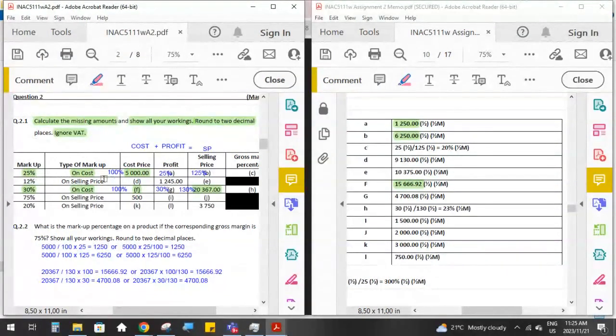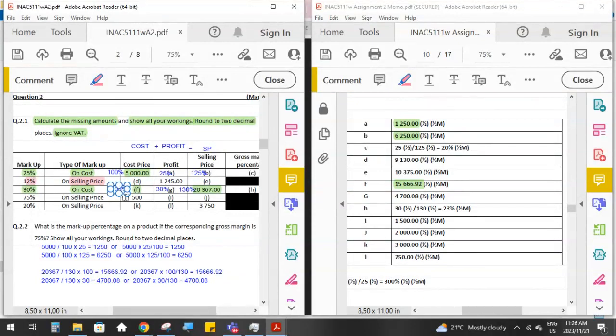Now my next one is going to be markup on selling. And this one says the markup is 12%. Sorry, just ignore me when I'm trying to do these highlights. It doesn't always highlight exactly what I want it to. There we go. Okay, 12%.